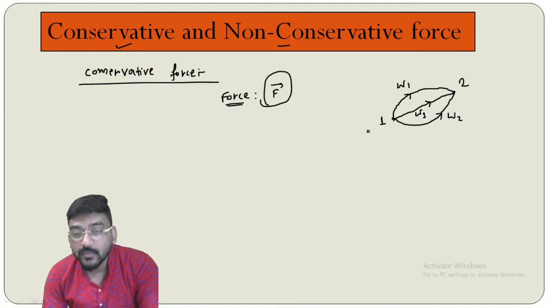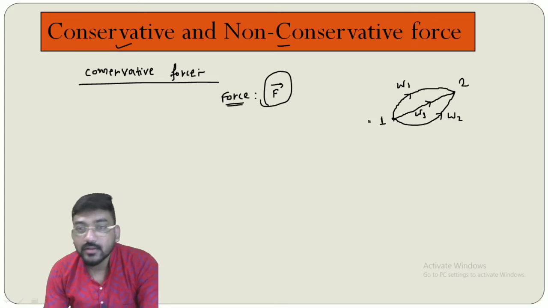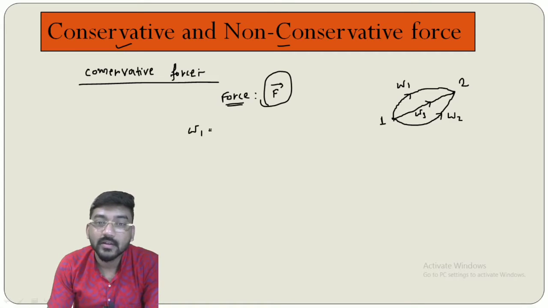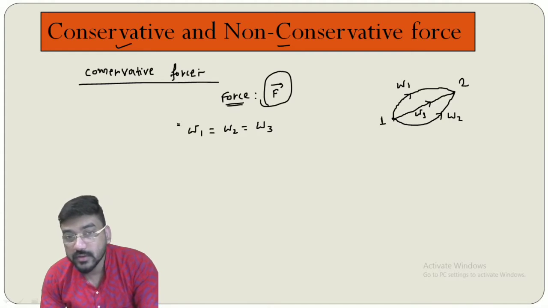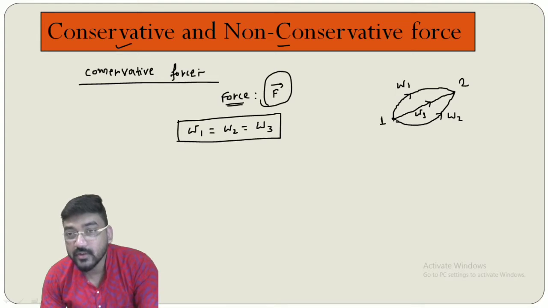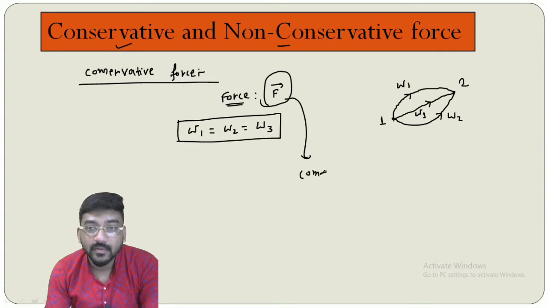Now if you see that the work done in all these three paths, W1 is equal to W2 is equal to W3, then you can say the work done under this force is independent of path, because it does not depend along which path the work is done, but the magnitude of the work done is the same for all the three paths. Under this condition, this F is called conservative force.